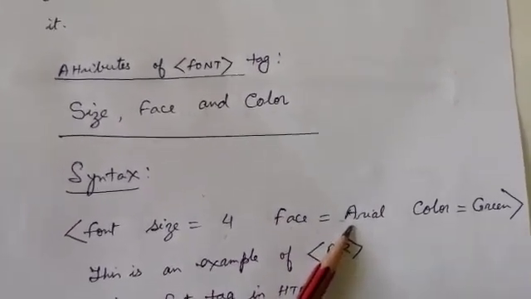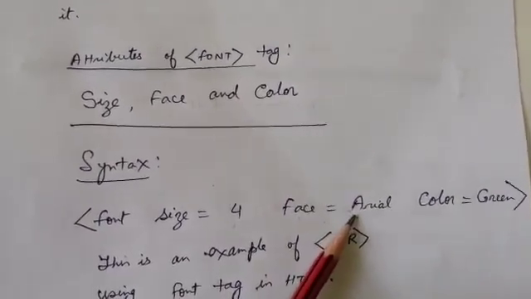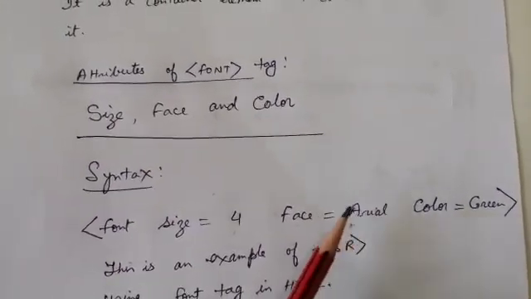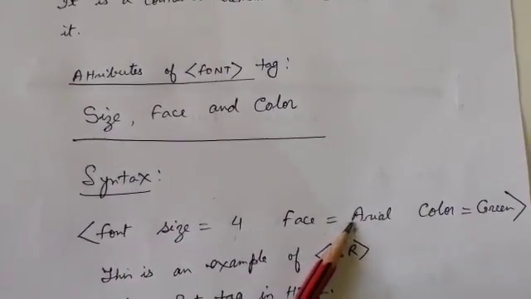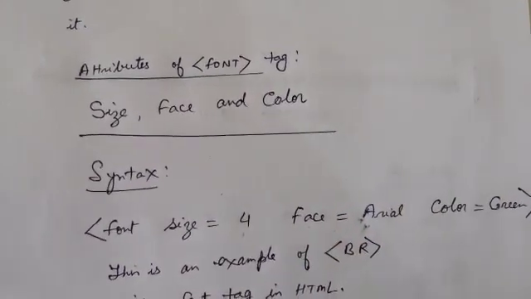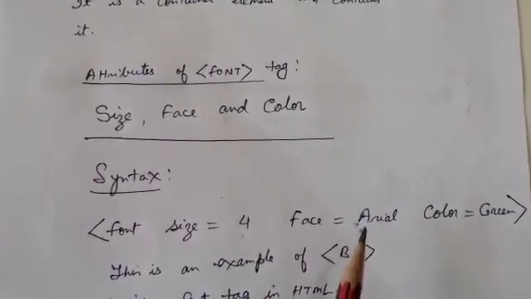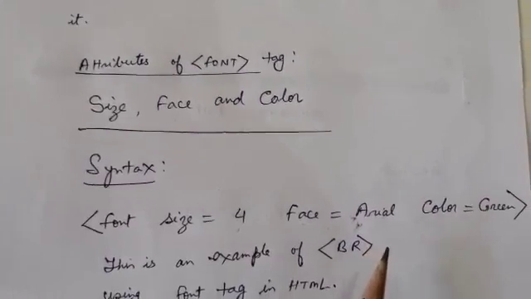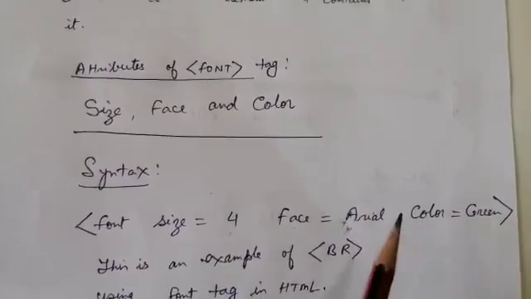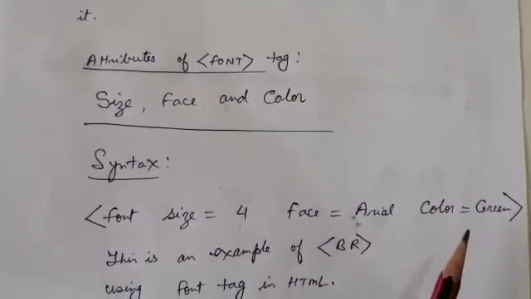Here it is written Arial. You can take Times New Roman also. You can take other names also, Verdana or anyone. Now you should be careful: if it has only one word, then you can put double quotes or not. But if the name contains more than one word, then it is a must to keep that content within double quotes. Then 1 space, color is equal to green, red, any color, or a color code also you can give.